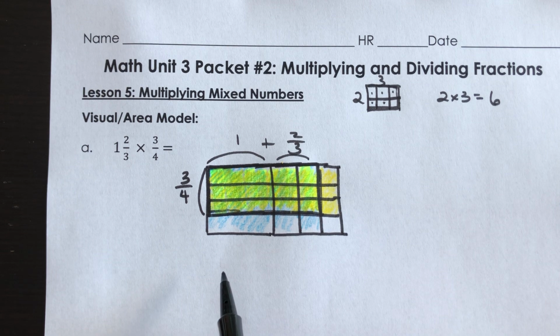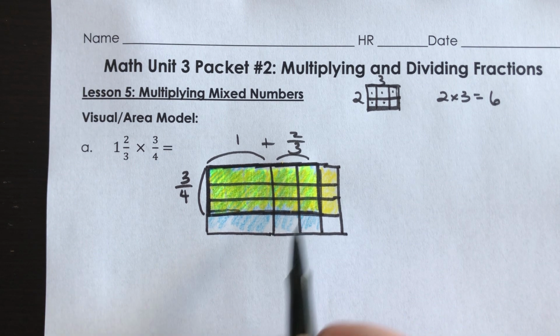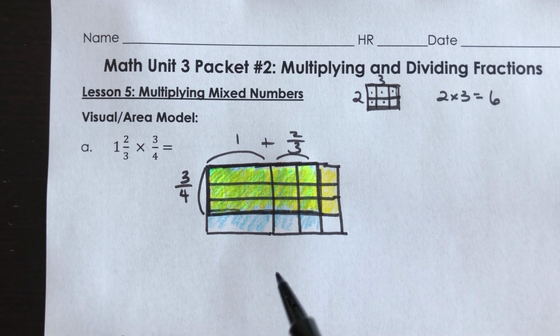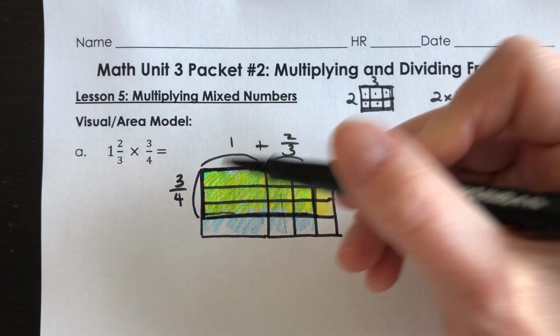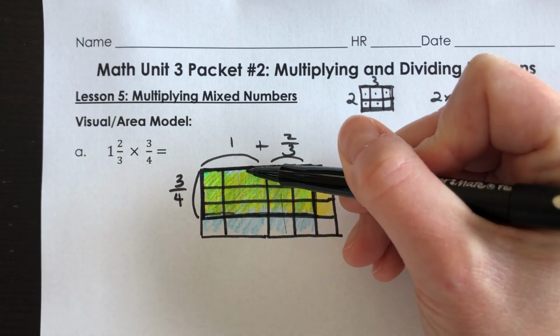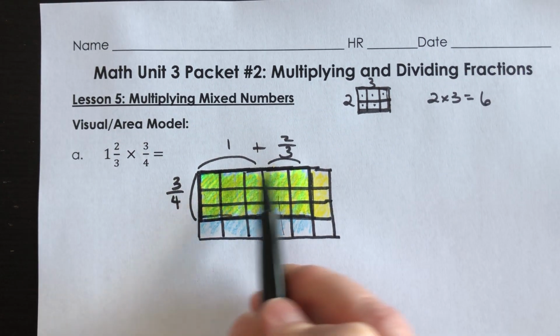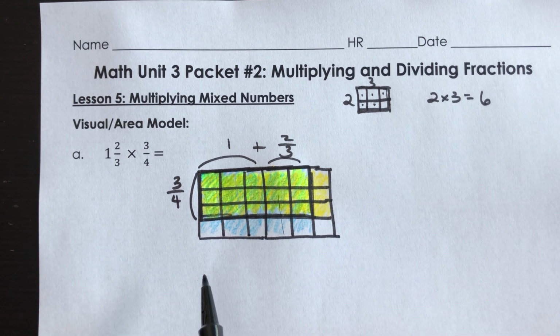So this is kind of hard to see, isn't it? Because the pieces aren't the same size. So what we should really do is make sure we're dealing with pieces that are the same size. So the way we can do that, you know how we cut this whole up into thirds? Let's cut this whole up into thirds as well. Now I'm dealing with pieces that are all the same size.